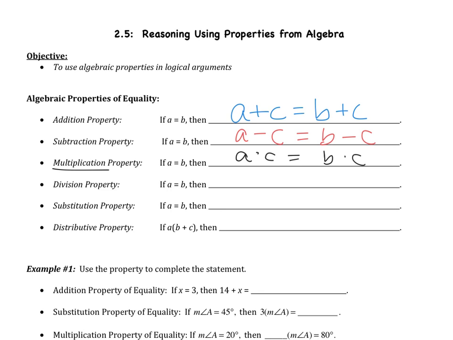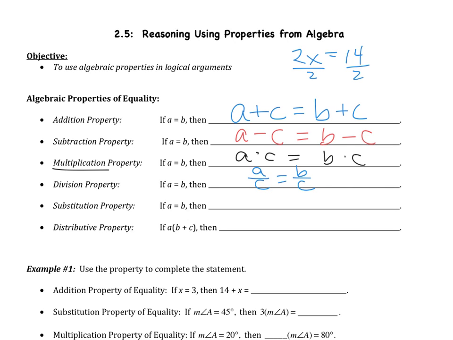Division property. Cameron, what would we do? Do we divide by the reciprocal? Okay. Basically, Casey, we should be dividing by the same amount. Hint, hint, hint. Let's use the letter C somehow. A over C equals B over C. We're dividing by the same amount. So if I had, say, 2x is equal to 14, I would divide both sides by 2. Okay, I'm dividing by the same amount each time.